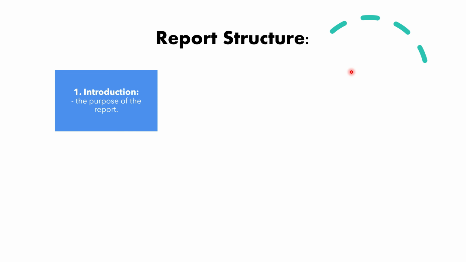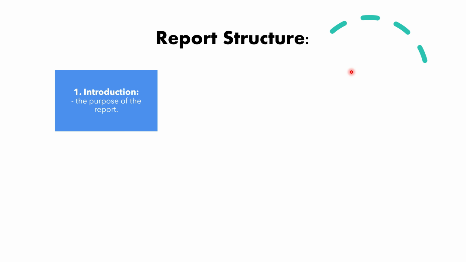Let's move now to the report structure and see how we can form a report. In any report, there are three main elements, three main steps or components. The first one is the introduction, which is actually the first thing the reader will meet. And here you must talk about two main things, and they are unchangeable.